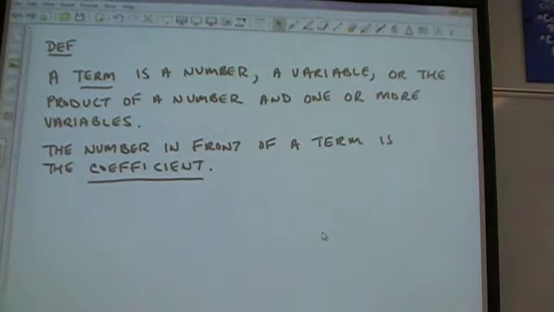The number in front of a term is the coefficient. If I had 3xy, how many terms is that? One. There's no addition, no subtraction, right? That's one big term, 3xy. I put plus z, now how many terms? Two terms. What are your coefficients of each term? What's the coefficient of the first term? 3. What's the coefficient of the second term? 1. Okay.